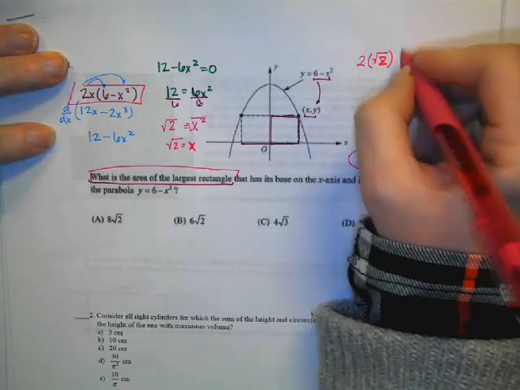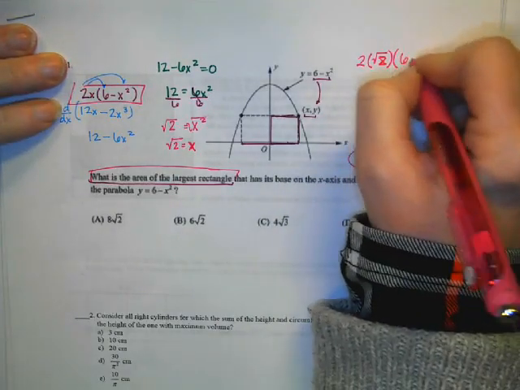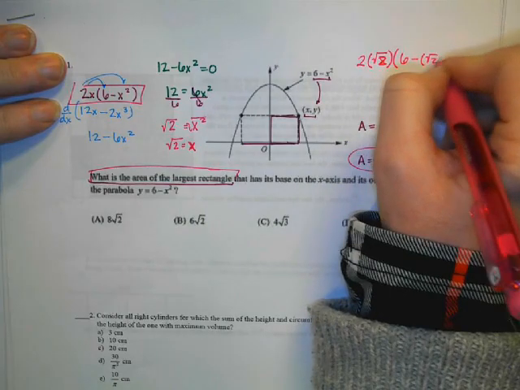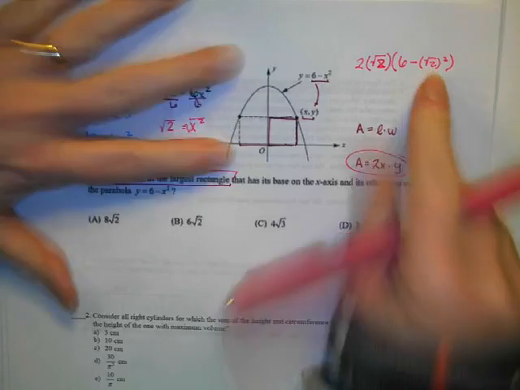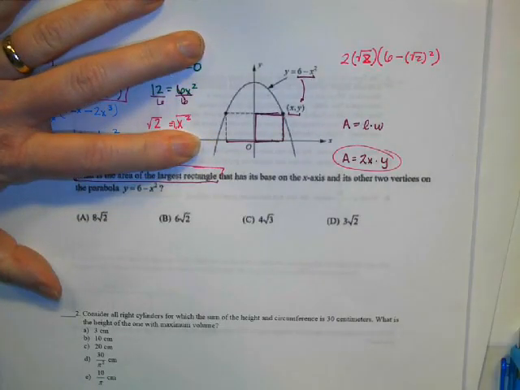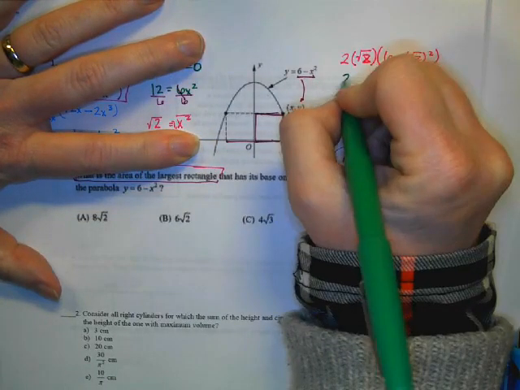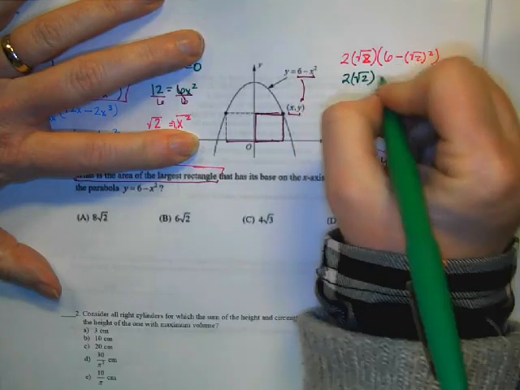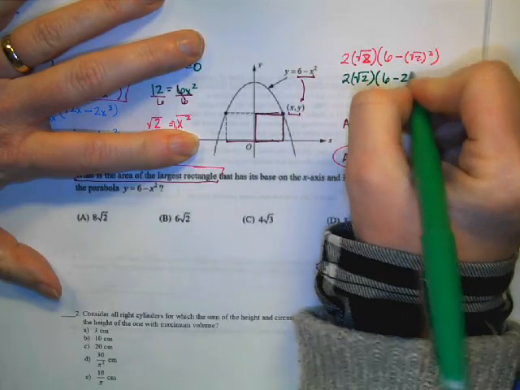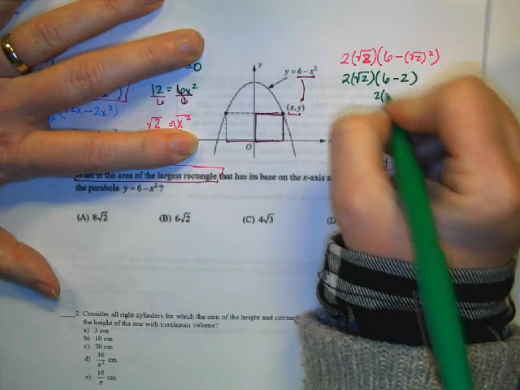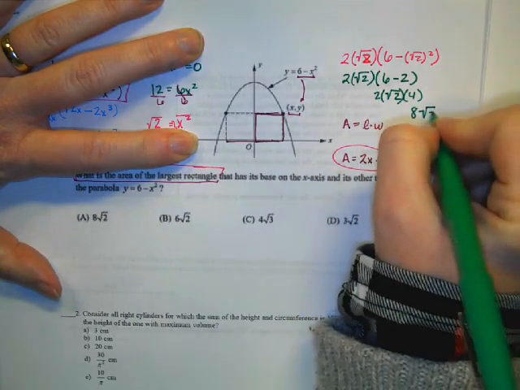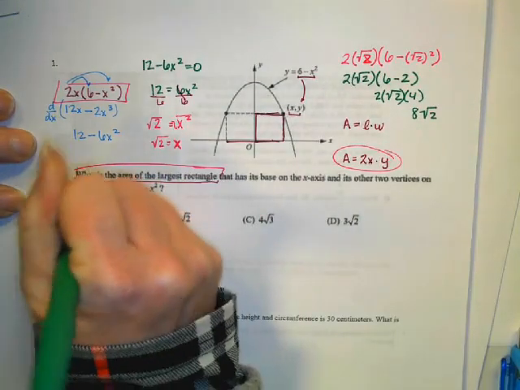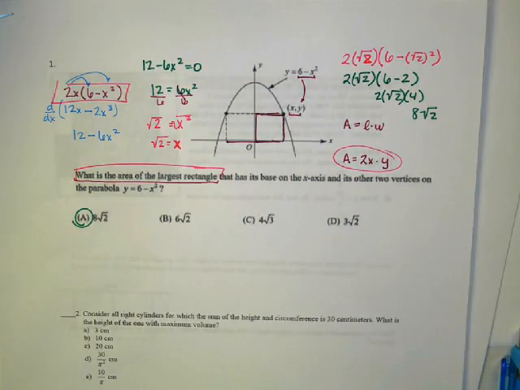2 times the square root of 2 times 6 minus square root of 2 squared. Well, the square root of 2 squared is just 2. So that means now I have 2 times the square root of 2 times 6 minus 2. So that's 2 times the square root of 2 times 4, which is 8 square root of 2. So this one is A, 8 square root 2.